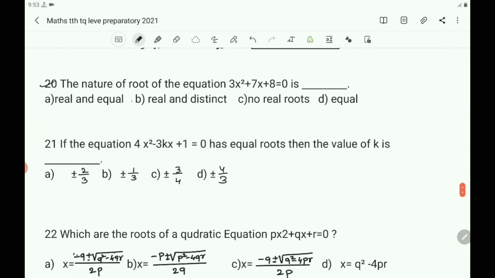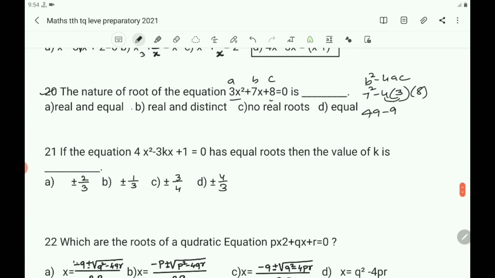Now you take the 20th question. The nature of the roots of the equation 3x square plus 7x plus 8 equals 0 is. Here to find the nature of the roots, first you find the value of b square minus 4ac. Here this is a, this is b, this is c. So b square means 7 square minus 4 into ac. A is 3, 8 is c. So 3 into 8, then it becomes 49 minus... 4 3s are 12, 12 8s are 96.